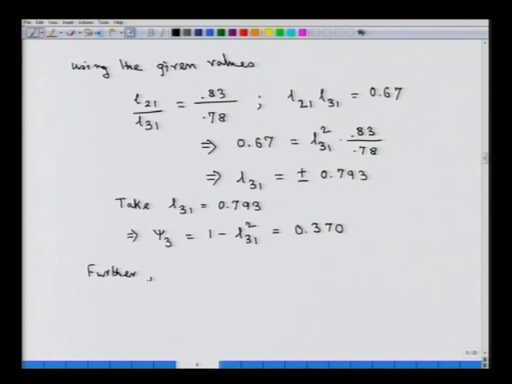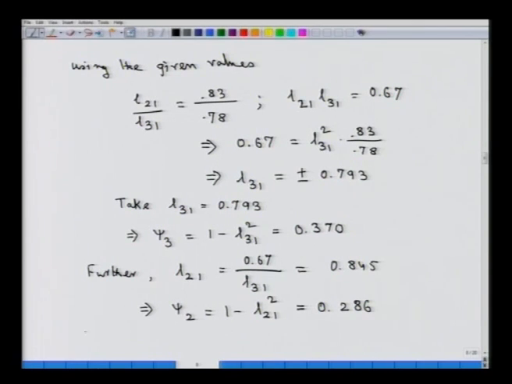Further, we can solve for the other values, which is L21, which can be obtained from this expression, because we now know what is L31. So, we will have this divided by L31, this gives us 0.845. L21 being equal to this will further imply that psi 2 can be obtained as 1 minus L21 square, which turns out to have the numerical value 0.286.